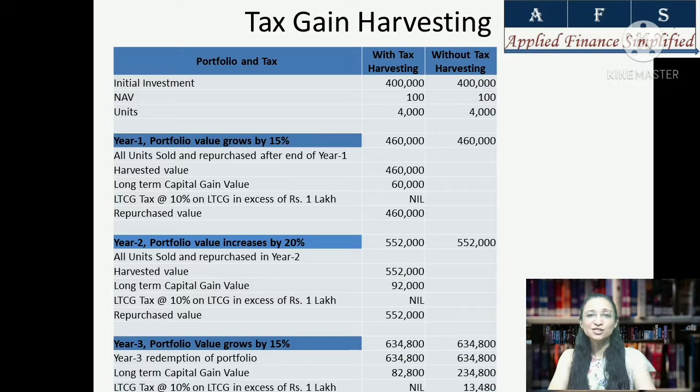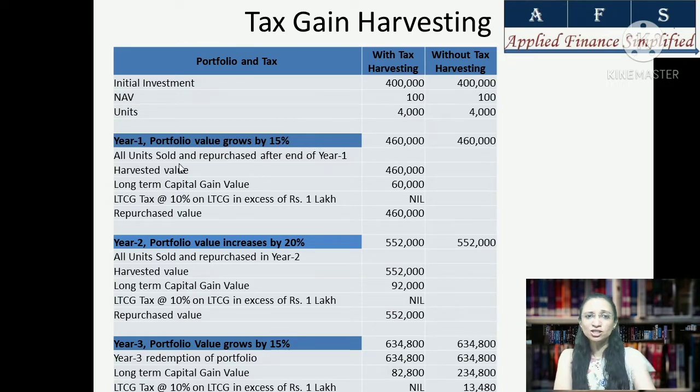Let us take a simplified example of tax gain harvesting. So we have two scenarios here. One is in which the tax harvesting strategy is applied, and one is without the tax harvesting strategy. So let's understand. If we invested initially rupees 4 lakh and bought 4,000 units of a mutual fund when the NAV was 100, after a year, that is after the 12 months period is over for it to be declared a long-term capital gain, the portfolio has grown 15% to 4,60,000.